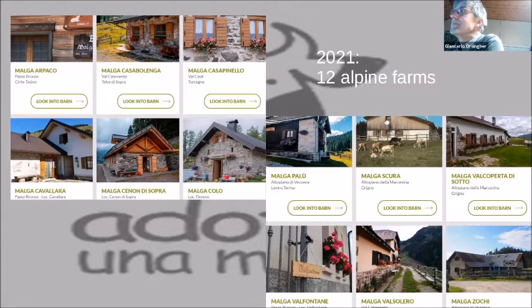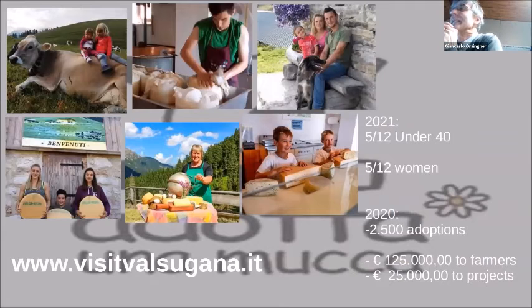And it's an initiative that is interesting also for the employment of our area, and also for female activities. Of these 12 alpine farms, fixed for this year, 5 of them are managed by young farmers, under 40, that manage these farms with their family, and 5 of them are managed by women. So it's important both for young employment and for women's employment.